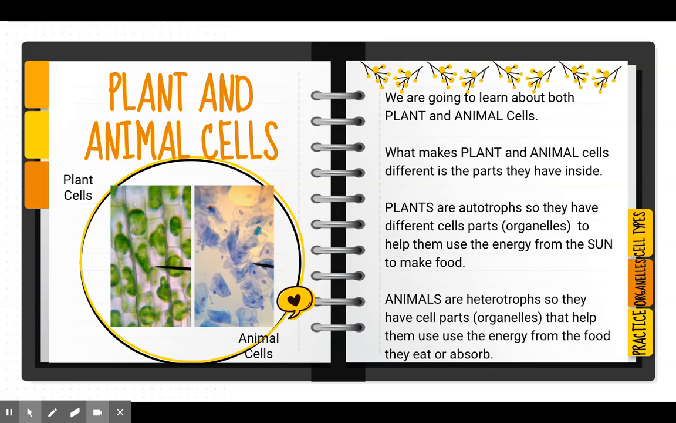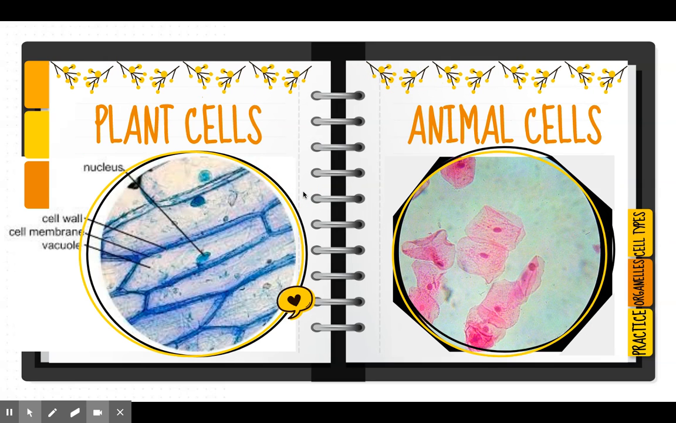But plants are autotrophs, so they're going to have certain parts that animal cells don't have. Animal cells are heterotrophs, and so they're going to have a higher percentage of certain organelles that allow them to process food. And we'll look at each and every one of those as we get going.